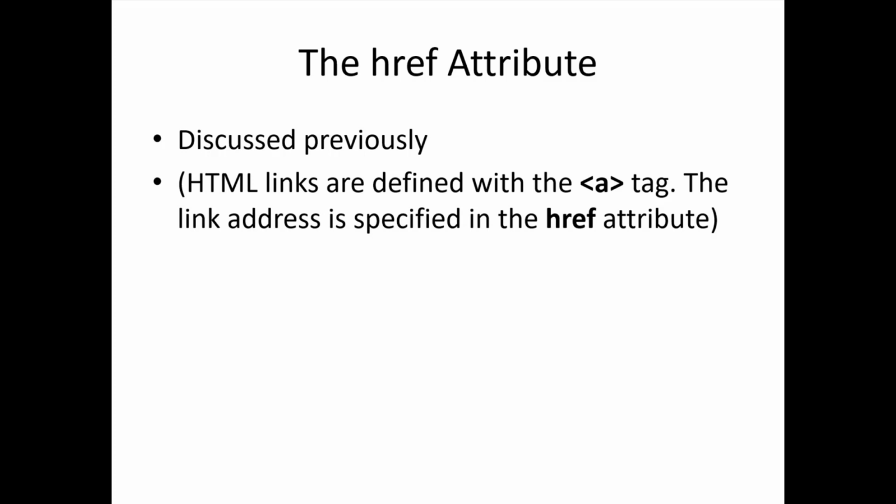Same as with the href attribute we discussed previously. HTML links are defined with the anchor tag, that is the a tag, and the link address is specified in the href attribute. The href attribute is used for defining the link addresses. The link can be inside the page or outside the page, an outside URL or inside the URL, within the directory page as well. It can be any link, but it must be a link.